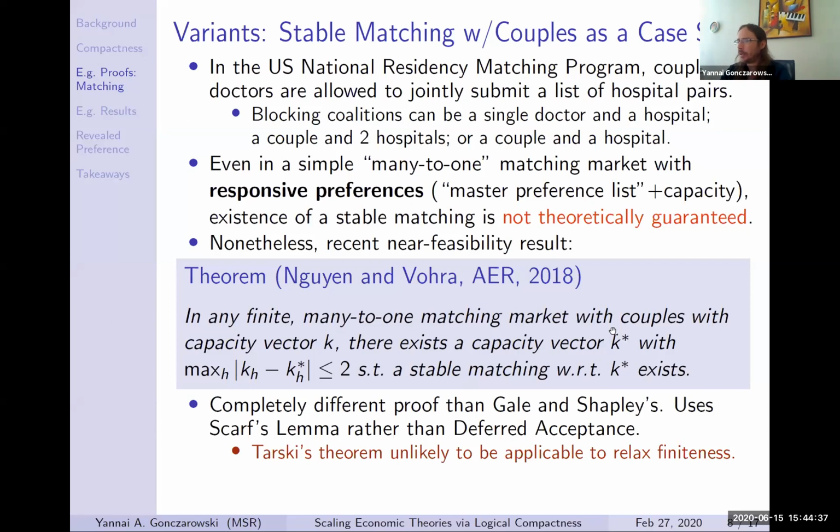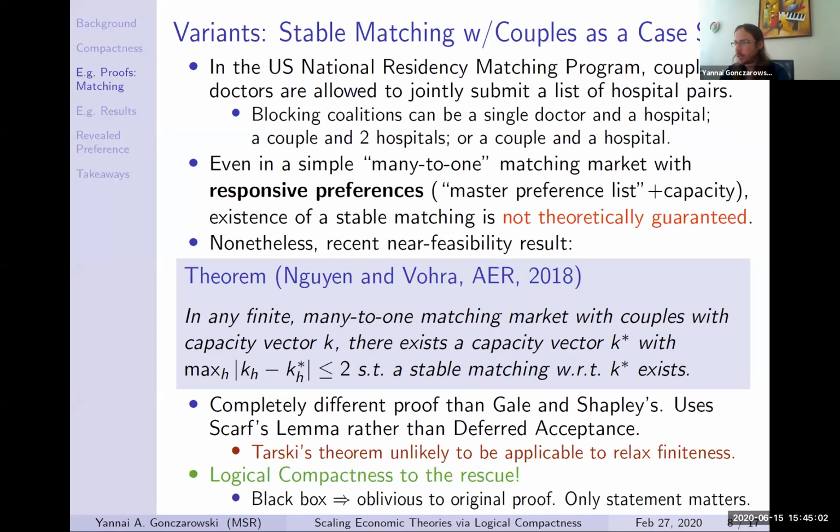And it's a completely different proof than Gale and Shapley's. It uses Scarf's lemma in a beautiful way, and doesn't use deferred acceptance. Tarski's theorem is unlikely to be applicable in this case to relaxed finiteness, because Tarski's theorem, used in Tamura's infinite proof for the existence of a stable matching, really encodes deferred acceptance into a lattice operator.